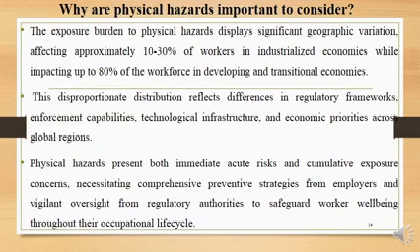Why are physical hazards important to consider? The exposure burden to physical hazards displays significant geographic variation, affecting approximately 10 to 30% of workers in industrialized economies, while impacting up to 80% of the workforce in developing and transitional economies. This proportionate distribution reflects differences in regulatory frameworks, enforcement capabilities, technological infrastructure, and economic priorities across global regions. Physical hazards present both immediate acute risks and cumulative exposure concern, necessitating comprehensive preventive strategies from employers and vigilant oversight from regulatory authorities to safeguard workers' well-being throughout their occupational life cycle.